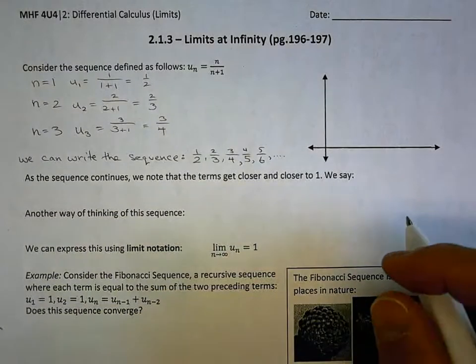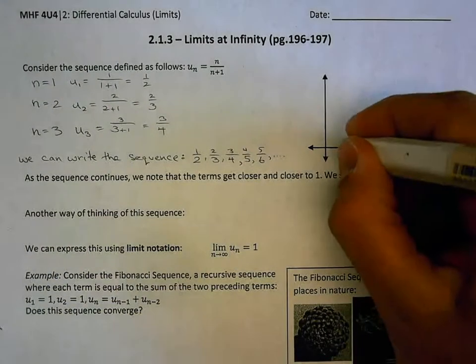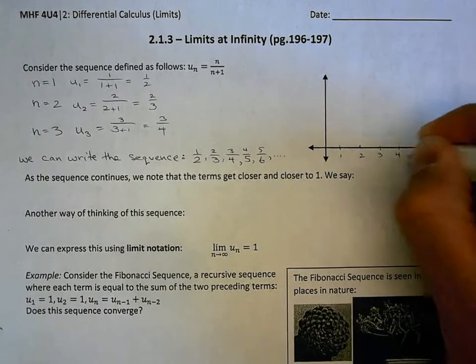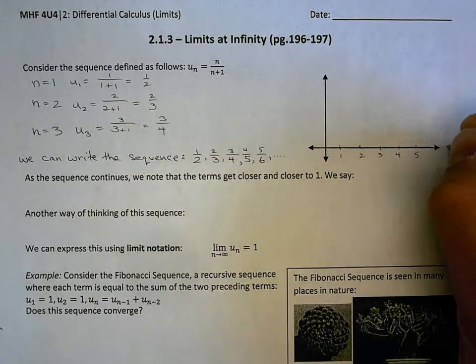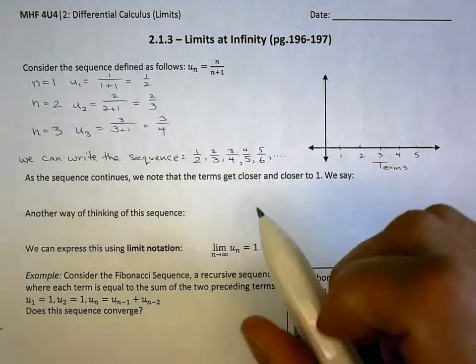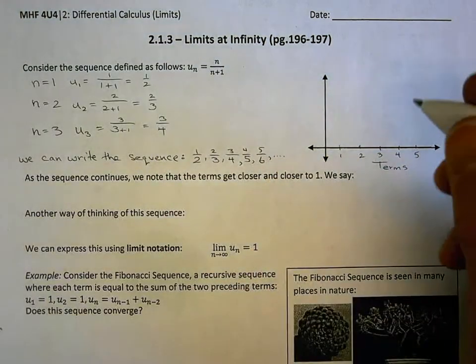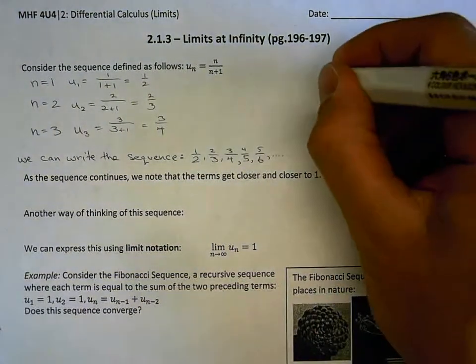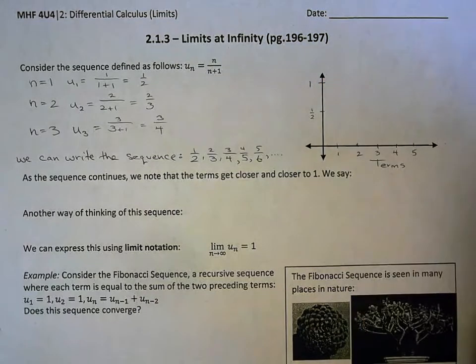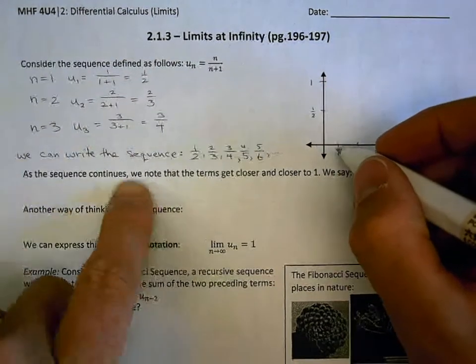Now, if I graphed it with terms, so my first term, my second term, my third term, my fifth term, so these are my terms. It's not really a function, right? It's a discrete bunch of terms. If I want to graph these, it looks like the top is going to be 1. So my first term is half.